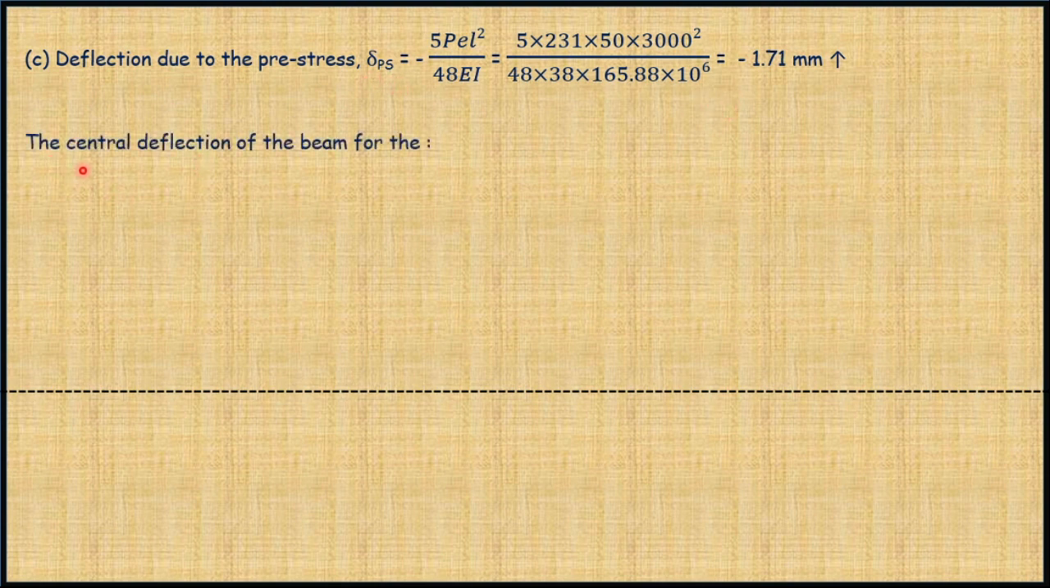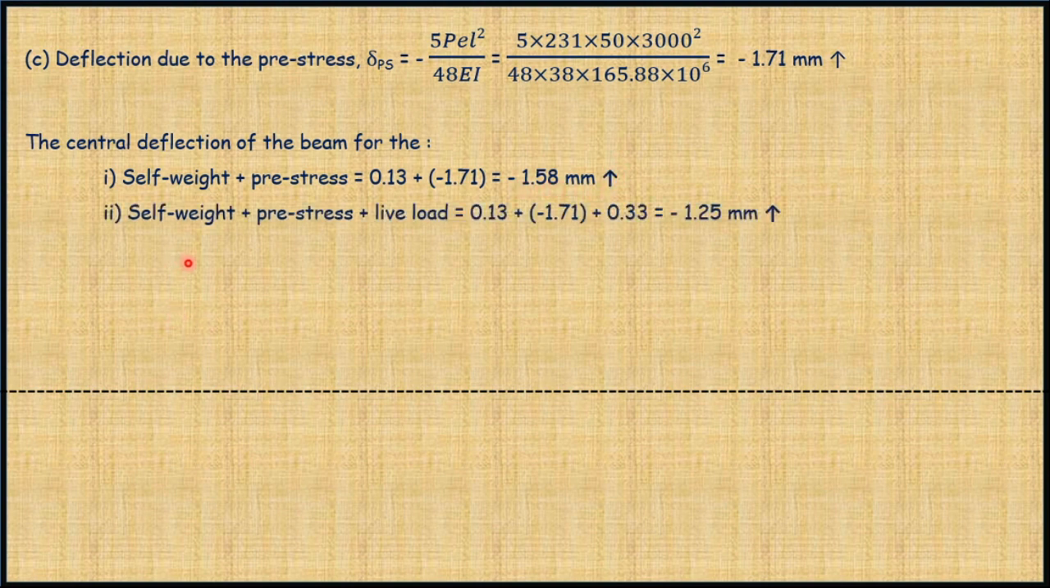So similarly, the central deflection of the beam, so conditions are there. First is self weight plus pre-stress. So only self weight, and the upward pre-stress: this goes down, this goes up, so this is plus and this is minus. So total will come out minus because it is more upward and less downward. So this comes out to be minus 1.58 mm in the upward direction.